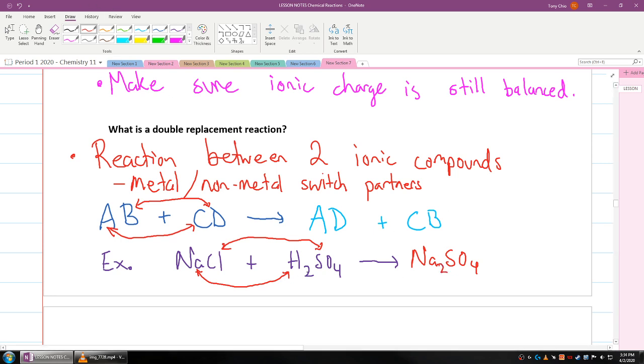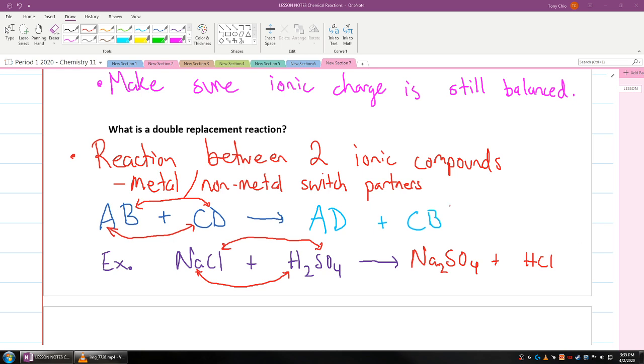Next, hydrogen, which was initially with the sulfate, will now be with the chlorine. And this will be HCl. And this is balanced with charge because hydrogen has a +1 charge, chlorine has a -1 charge. So these two, in a sense, swap partners. So that's what we call a double replacement.